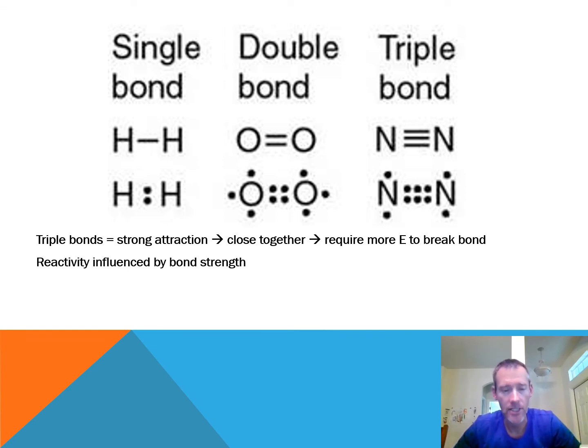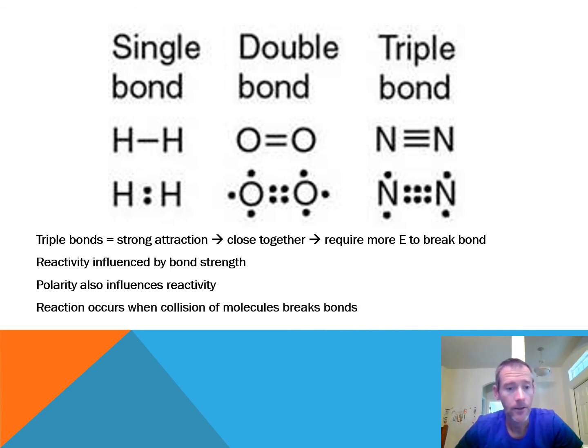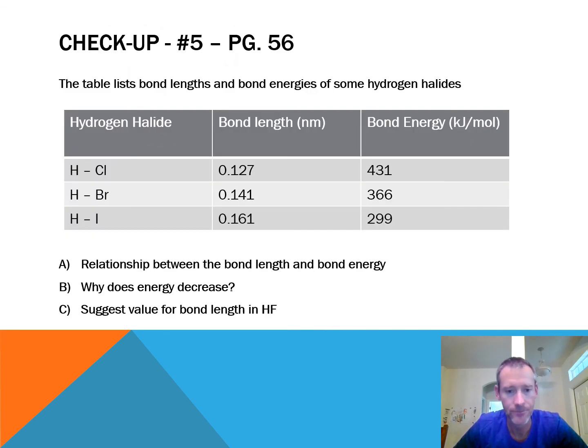Reactivity is influenced by bond strength. Notice that hydrogen is more reactive than oxygen, and oxygen is more reactive than nitrogen. That's because of the amount of energy to break. Polarity also influences reactivity. Neither of these are polar molecules, and we'll talk about polarity later. Reaction occurs when collisions of molecules break the bonds. So again, if it's easier to break the bonds, fewer collisions are required, and it's going to react faster.